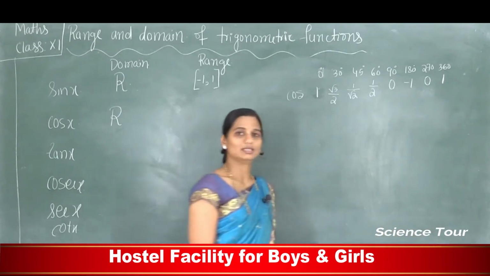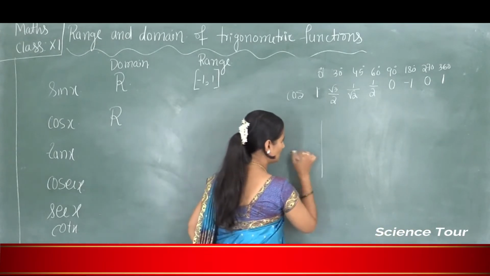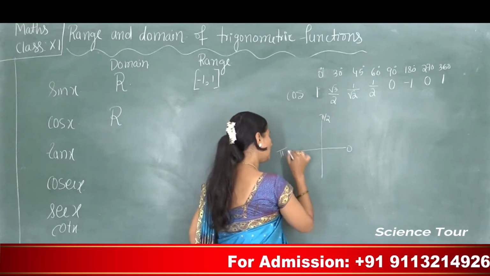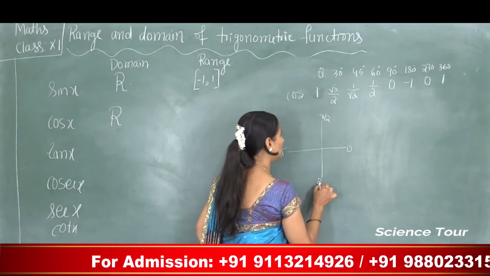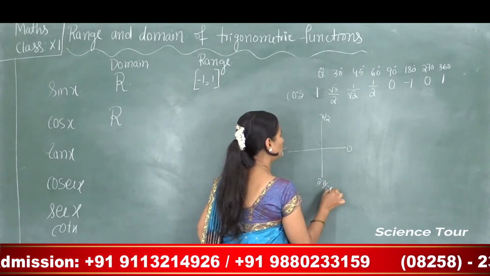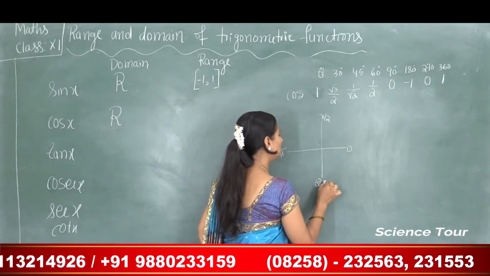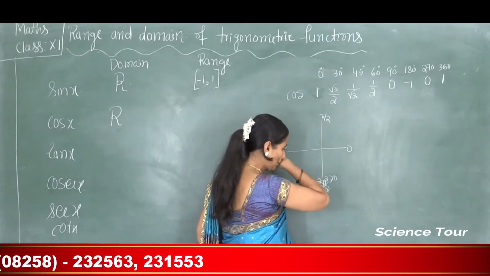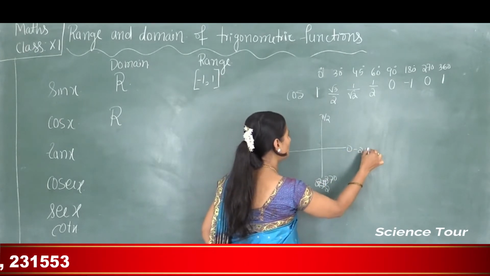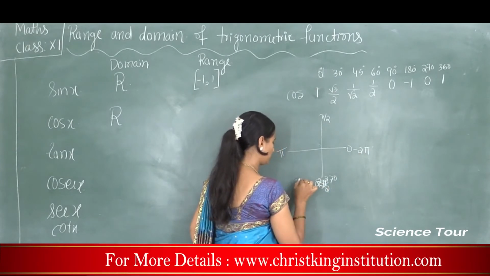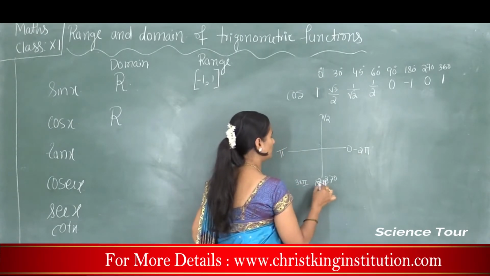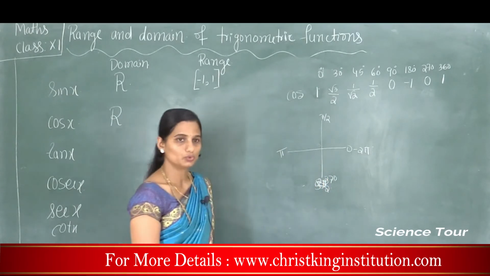Now see here, this is 0, pi/2, pi, then 3 pi/2, sorry, that is 270 degree, and next it is 2 pi, right? So 270 degree is 3 pi by 2.